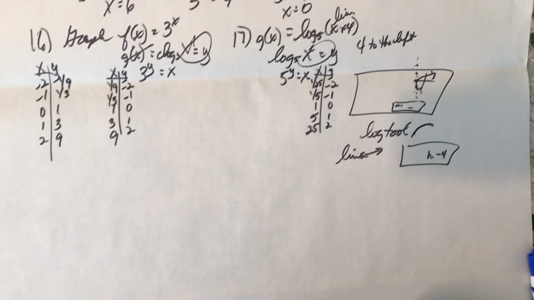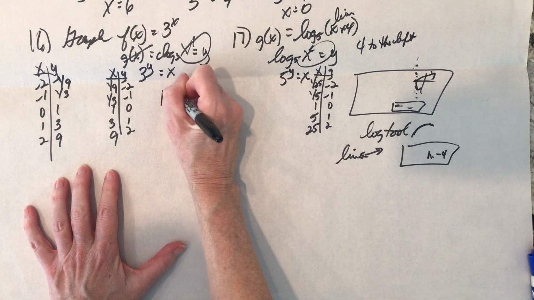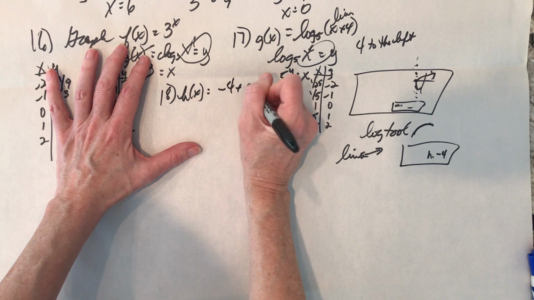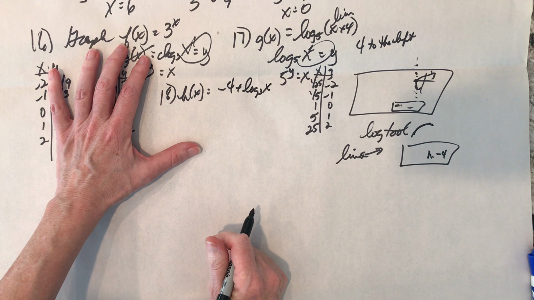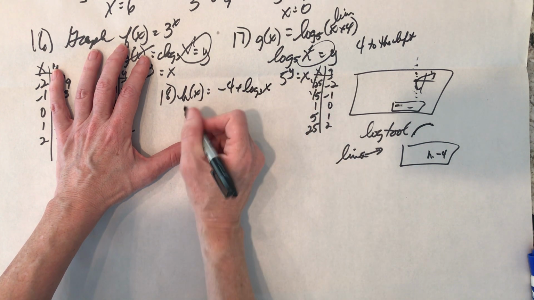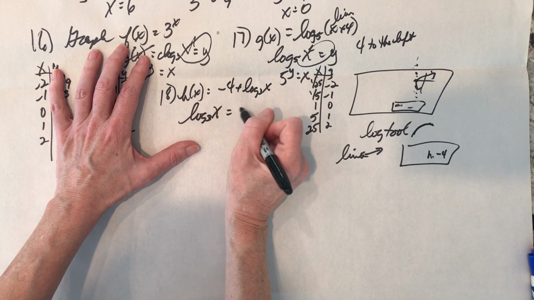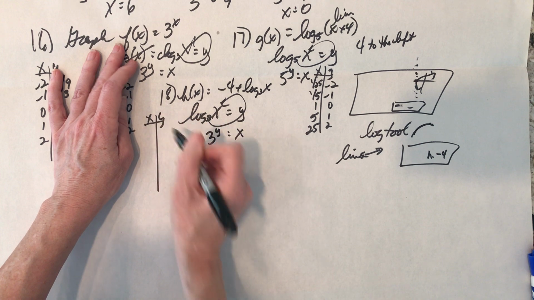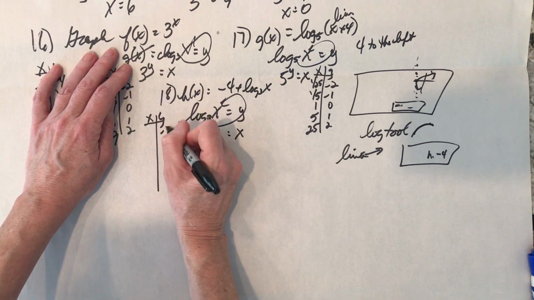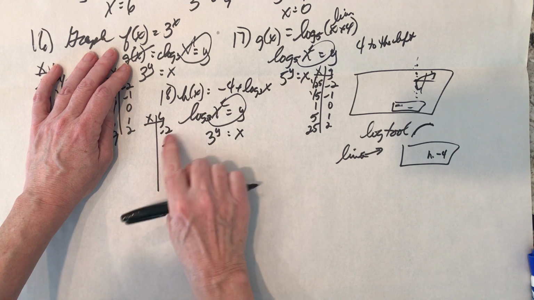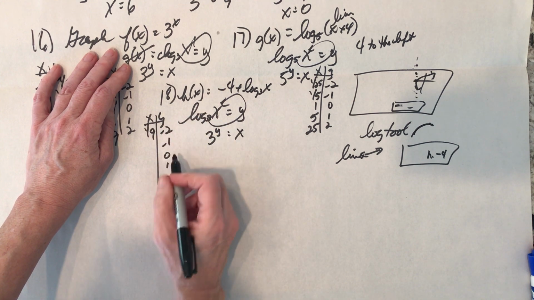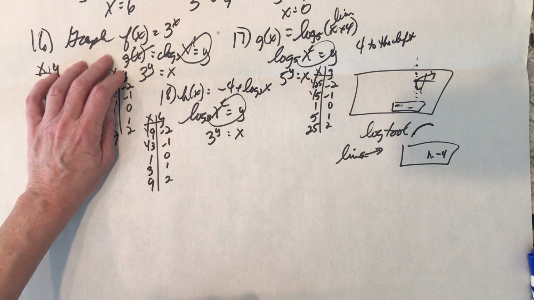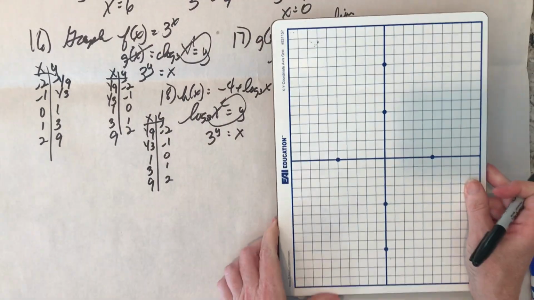It's a similar transformation. Number 18 is asking you to graph h of x equals -4 plus log base 3 of x. So let's start with the basic. Log base 3 of x equals y. Do the circle, 3 to the y equals x. Let's set up our tables. Because the exponent is a y, that's where our little series of numbers goes. 3 to the -2 is 1/9. 3 to the -1 is 1/3. 3 to the 0, 3 to the first, 3 to the second. So that's going to give us a graph.